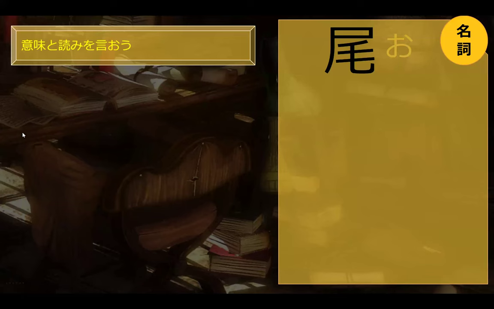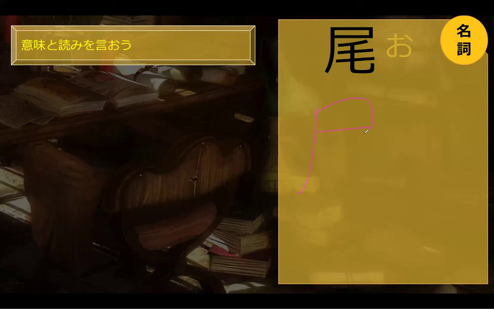Can you read this example sentence for me? Tokoro ga kagami ni nani ka utsutte ita. At that time, however, something was reflected in the mirror. Perfect.